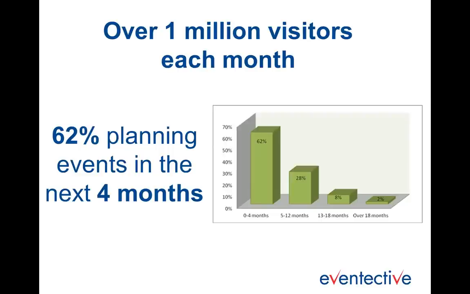And we collect a number of stats about those visitors. And here's what we've determined. We've determined that 62% of the visitors to Eventective are planning events in the next 4 months. And obviously the rest are planning them farther out. What we found is that 62% typically meetings, parties, you could say smaller type events, and the other 38 to 40% are larger events, weddings, reunions, and those types of events.